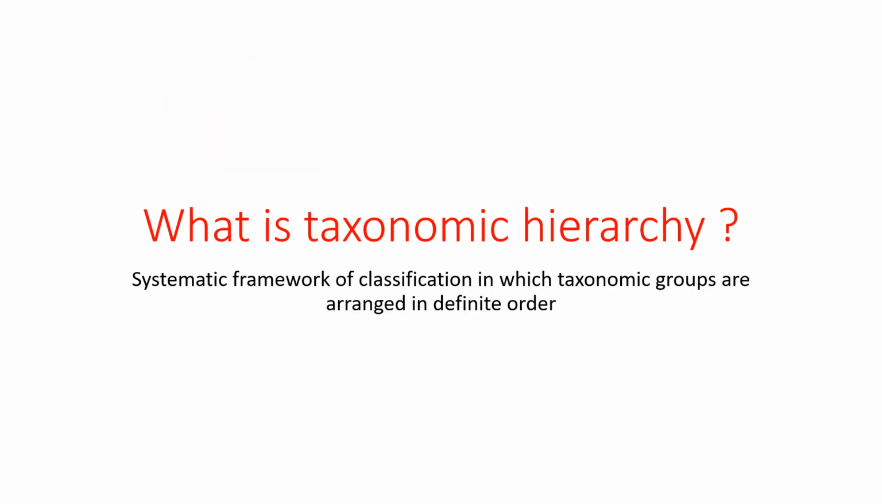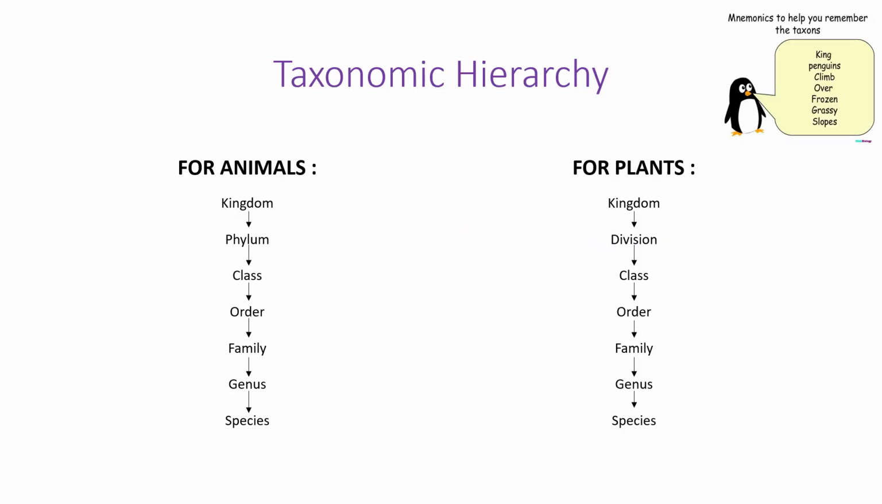Clear? Now here we come to taxonomic hierarchy. What is taxonomic hierarchy? Taxonomic hierarchy is the systemic framework of classification in which the various taxonomic groups are arranged in definite order. Now this taxonomic hierarchy varies for animals and plants.